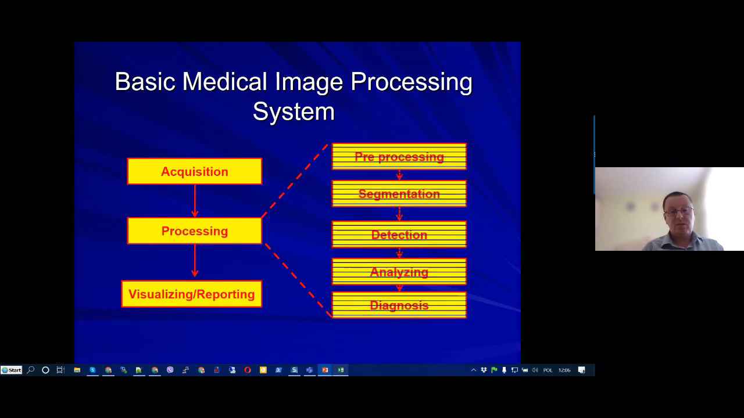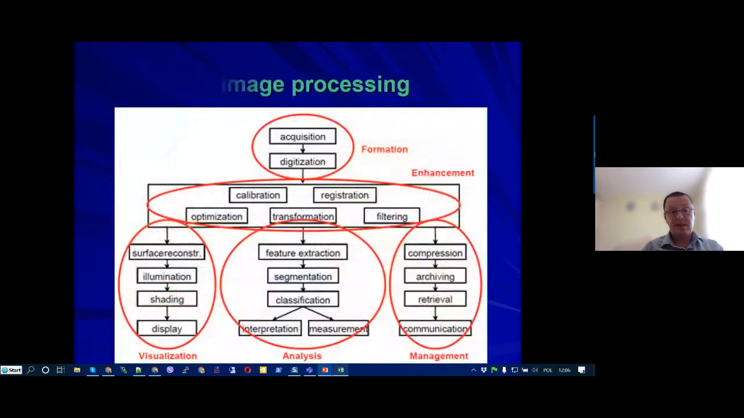Now into processing, not only visualization, but automatic data processing of medical images. Here we talk about pre-segmentation, detection, analysis, and even, if possible, automatic diagnosis. So that scheme could be extended into something like this one. I even prefer this approach.